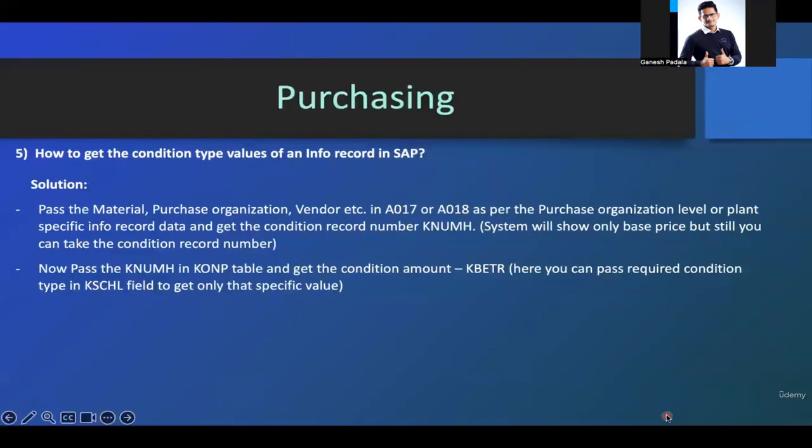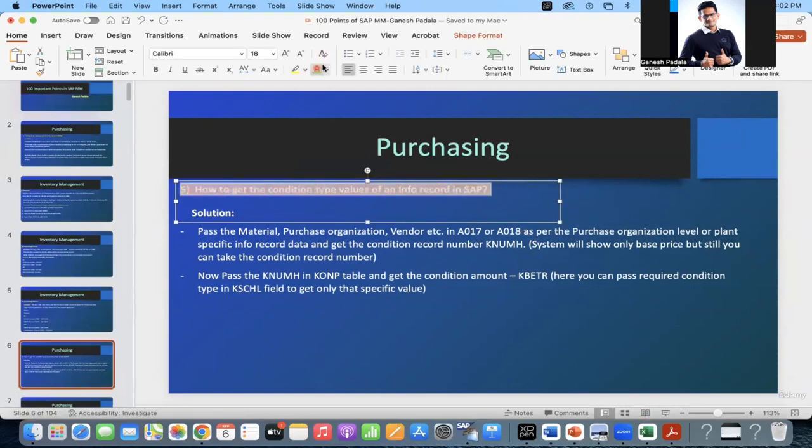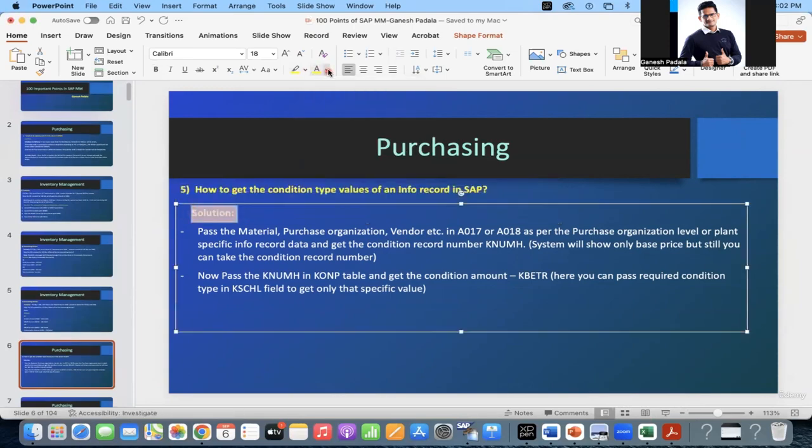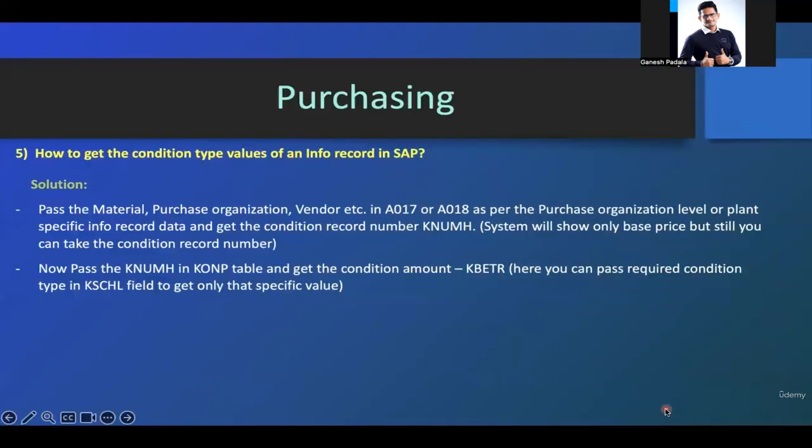So how to get the condition type values of an info record in SAP? So what is your requirement? You have a purchase info record where you maintain multiple condition types and values, and how to get the details. The logic we are going to discuss here.